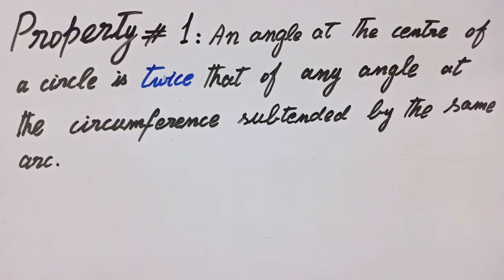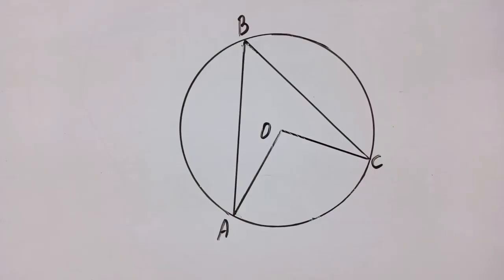First property: an angle at the center of a circle is twice that of any angle at the circumference subtended by the same arc. In this circle, O is the center and AC is an arc which subtends an angle at the center of the circle named AOC.